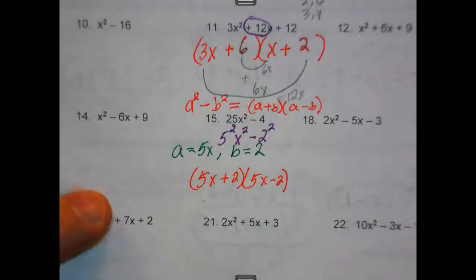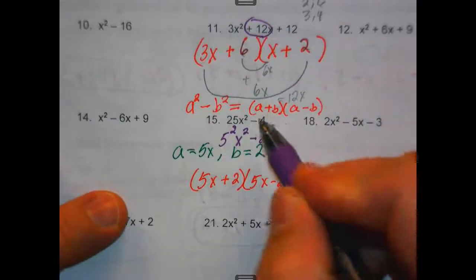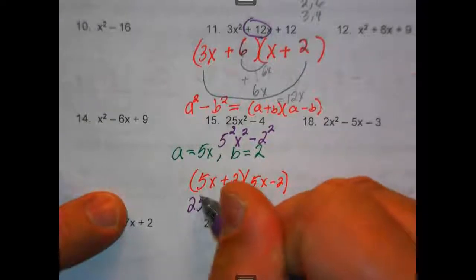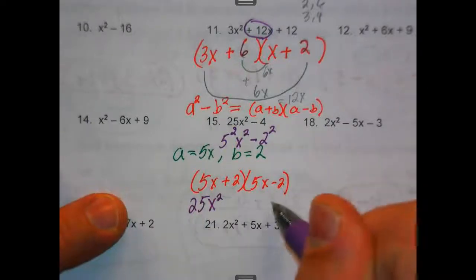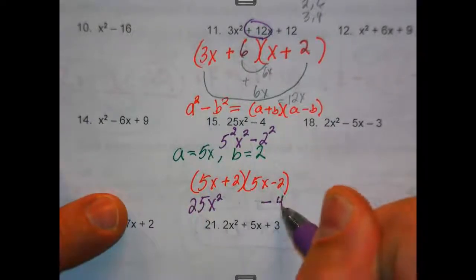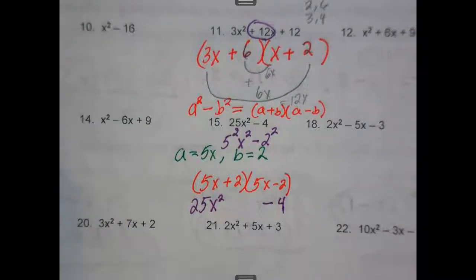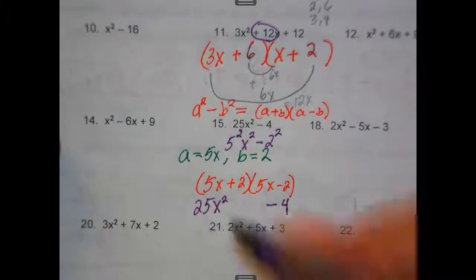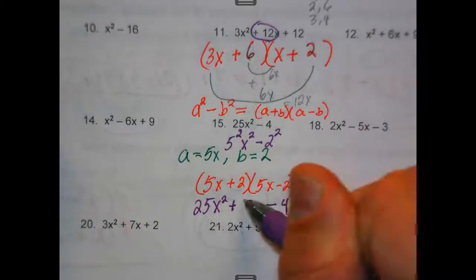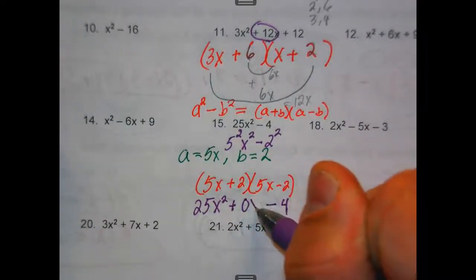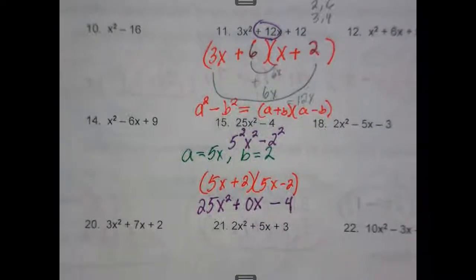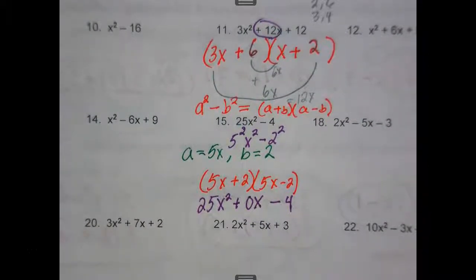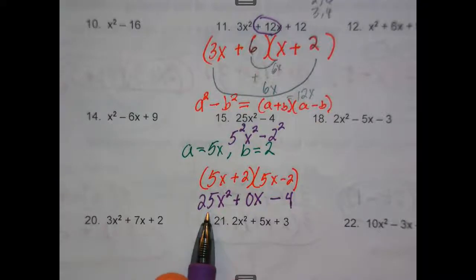Okay, what's my middle term here? I have the 25x squared, right? And I have the minus 4. What's my middle term here? What's the only way to get 0? Well, I multiply the variable by 0. Okay, that's actually my middle term. So you can actually factor that.